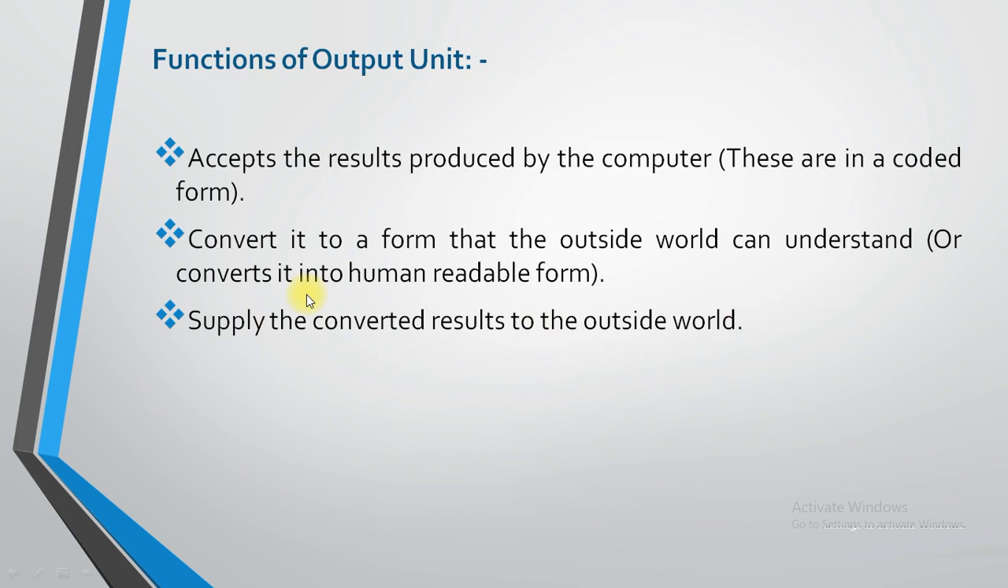Let me read these three points once again. First of all, it accepts the result produced by the computer which is in the form of binary. The user cannot understand the language of binary. So using the output unit, you can convert that binary data into human understandable language, and after converting that data, it will supply the result to the user or to the outside world. So these all are the tasks which are performed by the output unit.